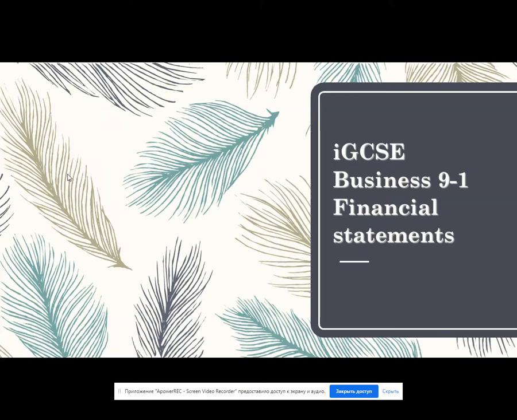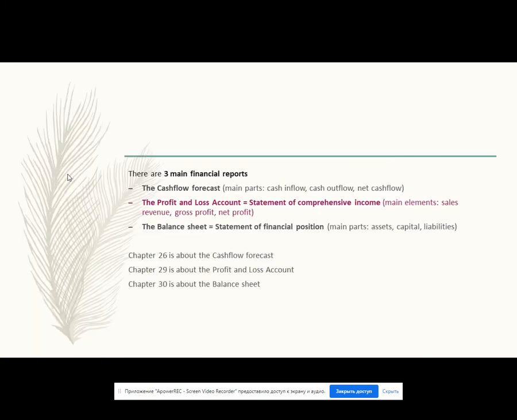Right now we will be talking about financial reports or financial statements important for the IGCSE Business 9-1 exam. As you know, there are three main reports: the cash flow forecast, with such elements as cash inflow, cash outflow, net cash flow, opening balance, closing balance.